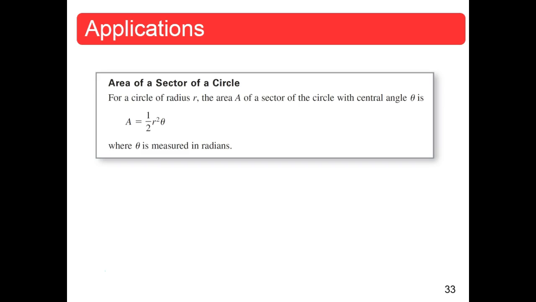So let's do example 6. And that's a good old clock here. The second hand of a clock is 10.2 centimeters long, shown in the figure at the right.